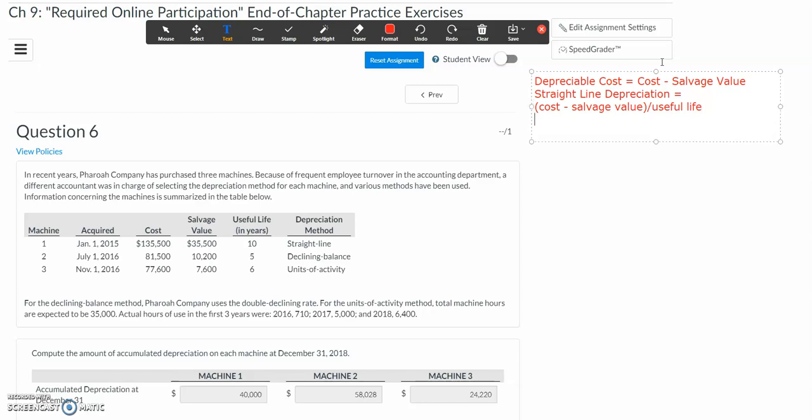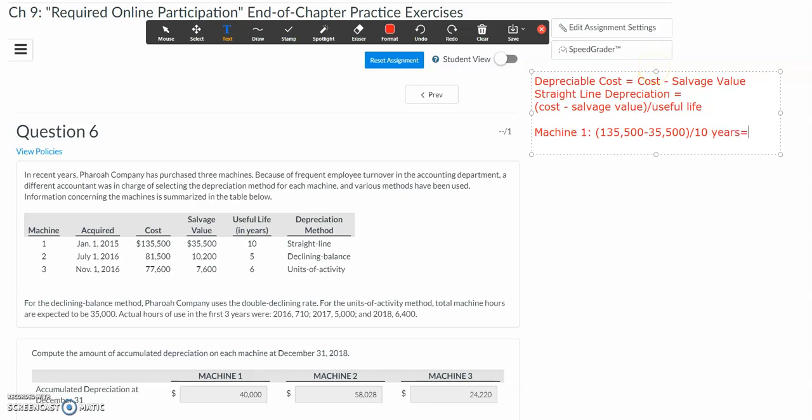So the first machine that we have, machine 1, we're going to take the cost, which is $135,500, minus the salvage value. So after 10 years, we assume that if we were to sell the item or take it to a scrapyard, we would get $35,500. And then we're going to divide this by 10 years.